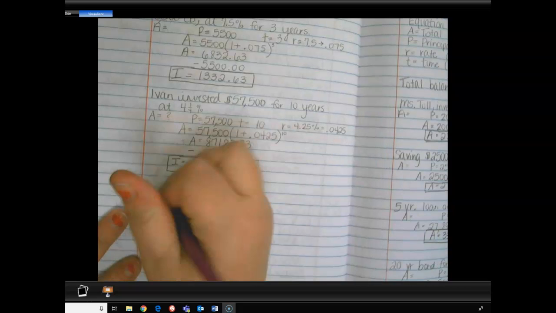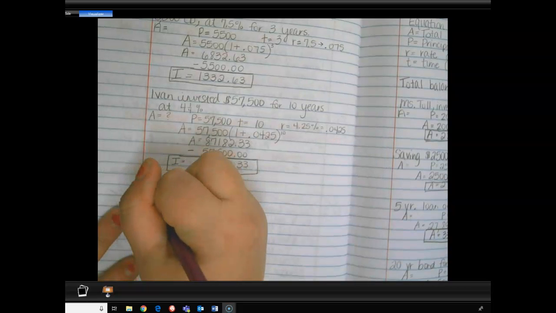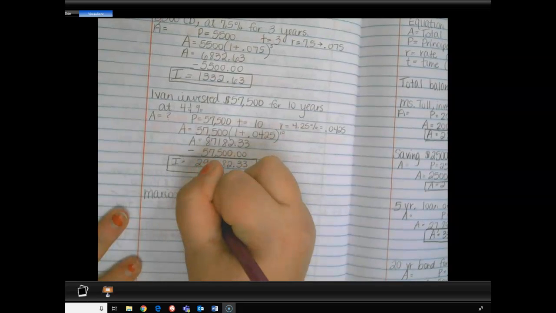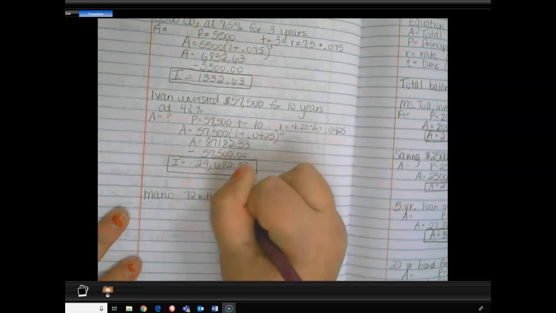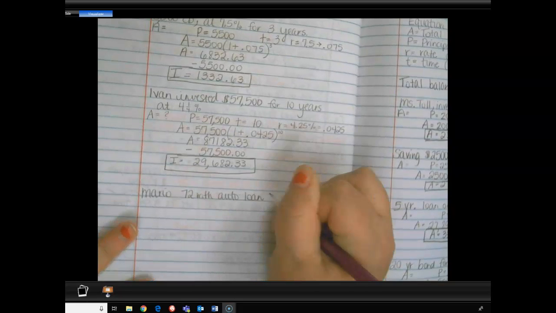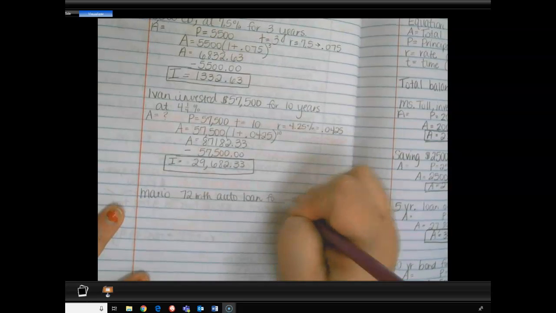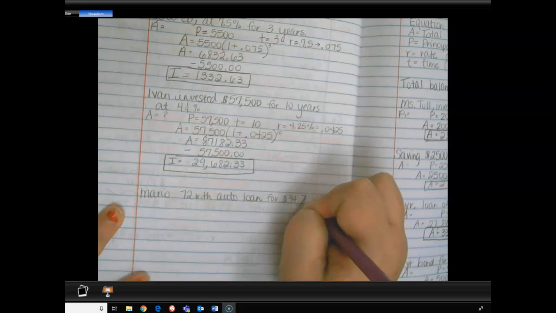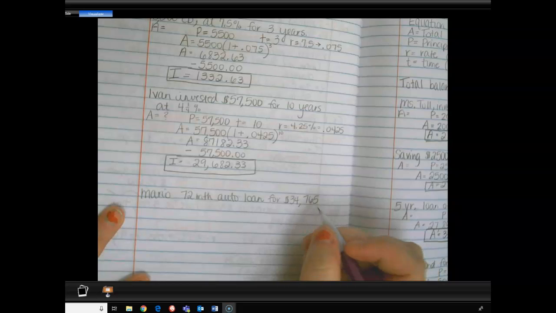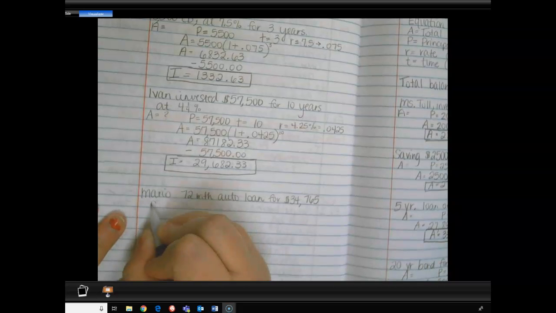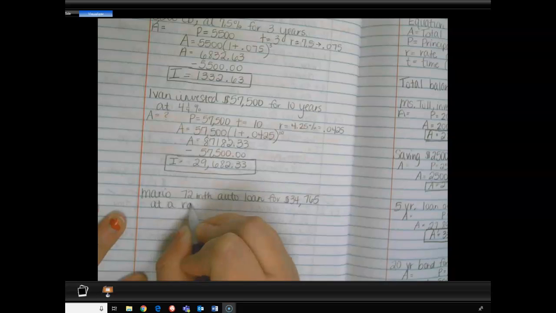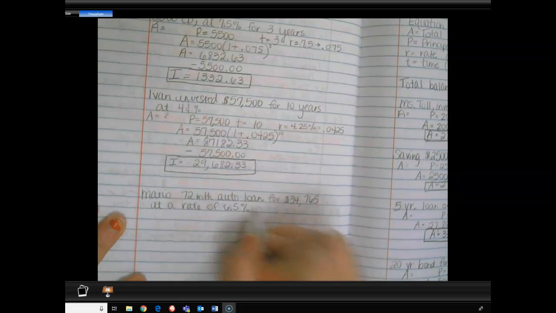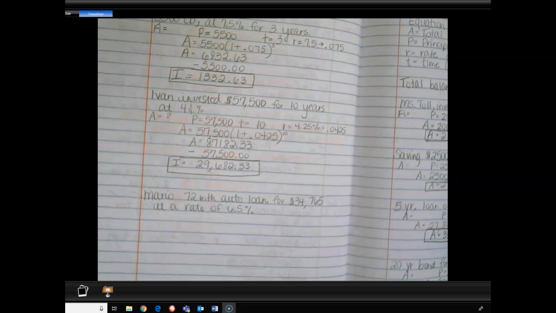All right, let's look at another one. Just one more. This is continued from yesterday. We have Mario. He has a 72-month auto loan. So loan to get a car for $34,765, at a rate of 6.5%.